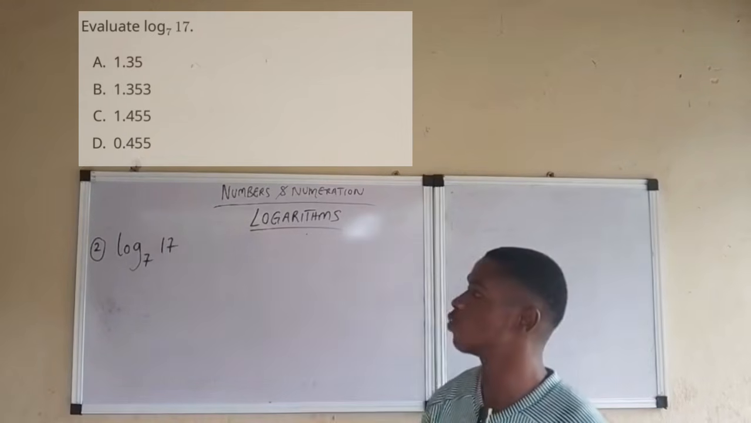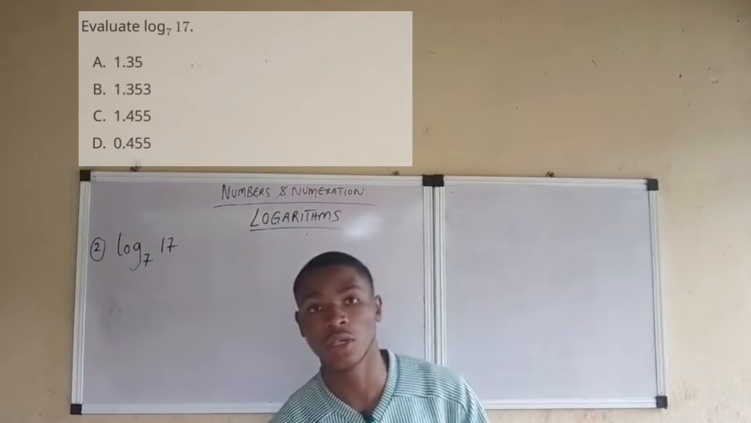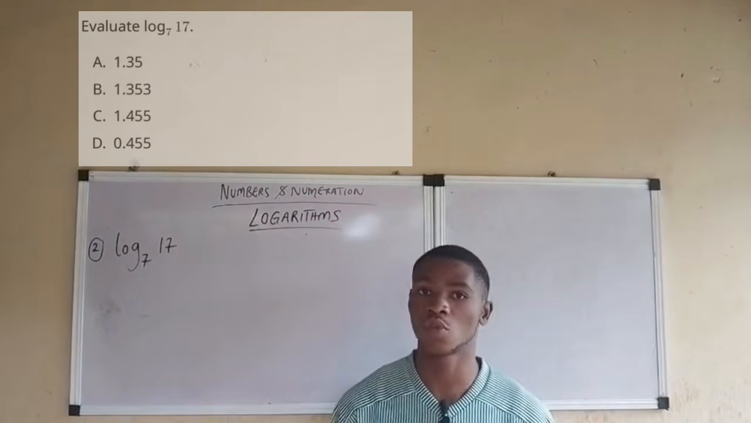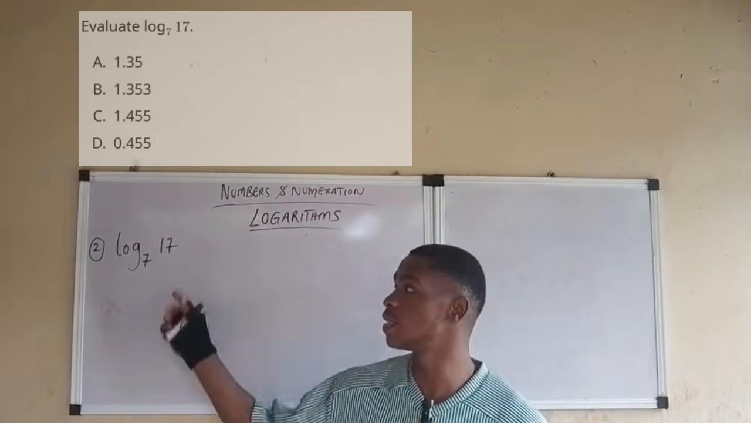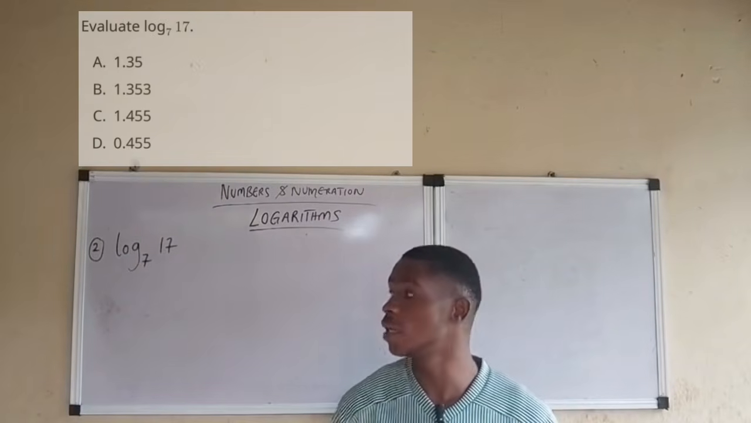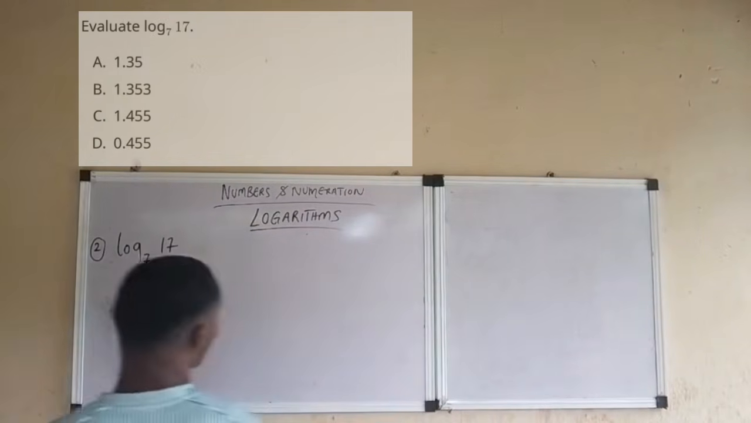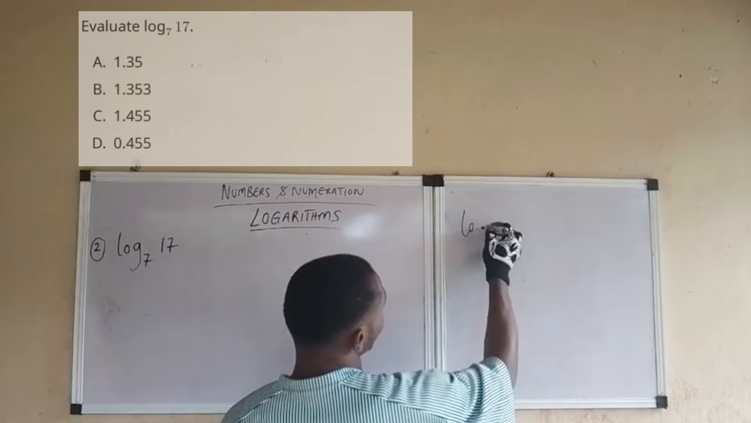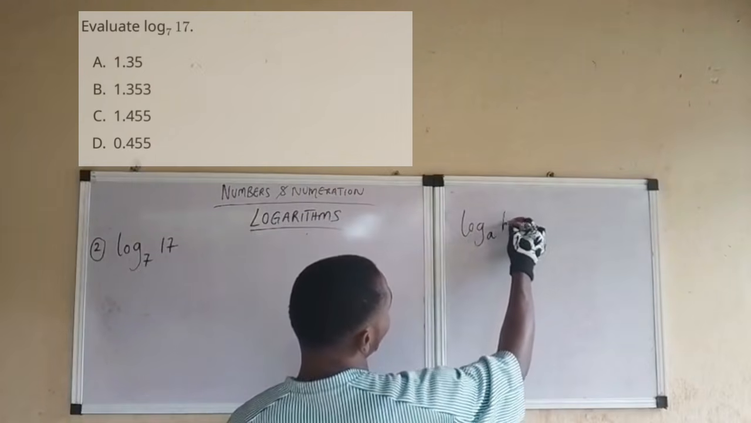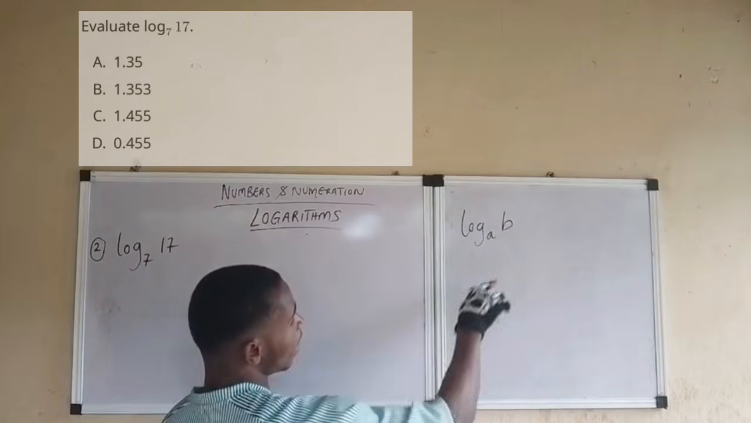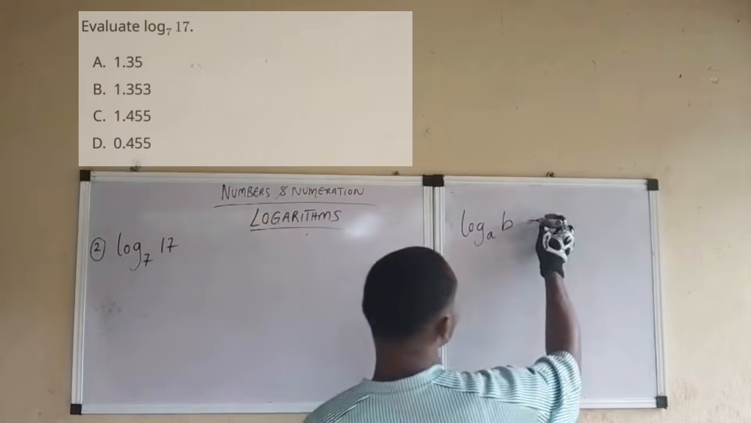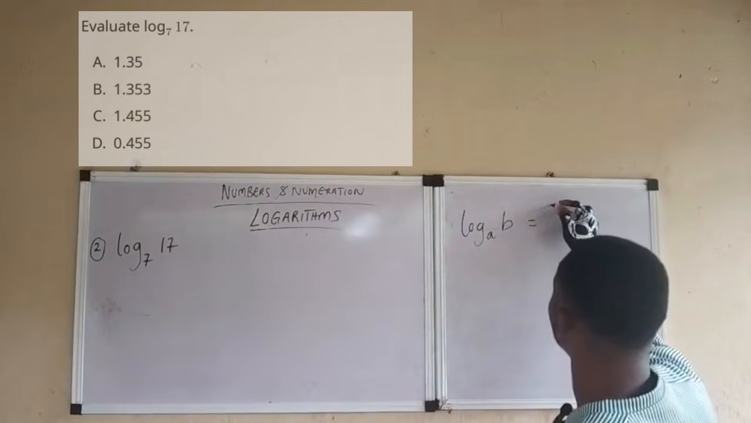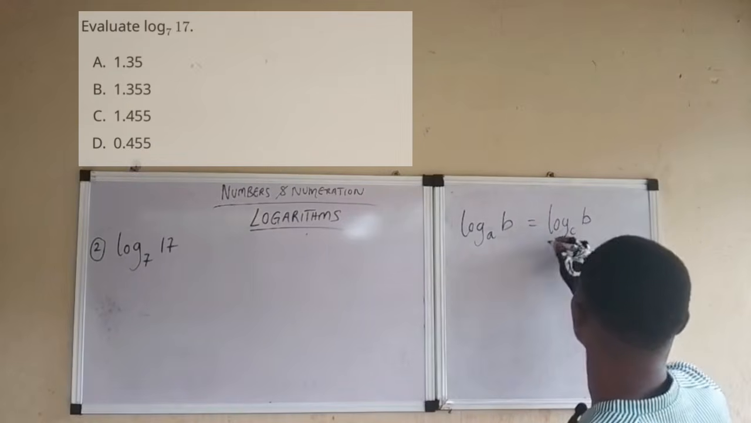So how do you simplify a question like this? We are going to use the change of base rule. So we are going to change this base from base 7 to base 10. Do you understand? And what we are going to do is to apply this law. Let me write it here. So if you have something like log b base a, and you want to change it to another base, you can express it as log c b over log c a.